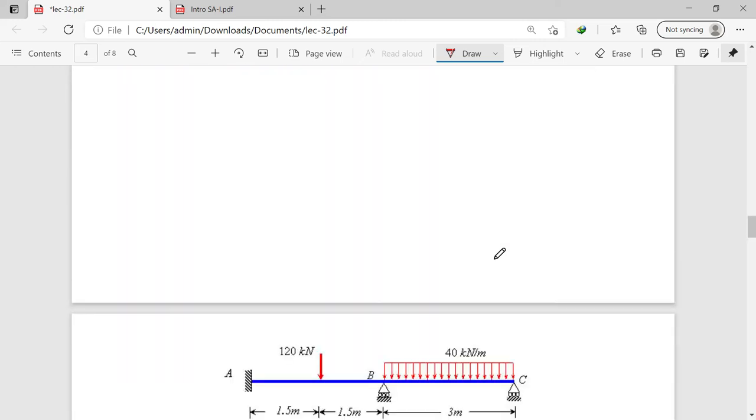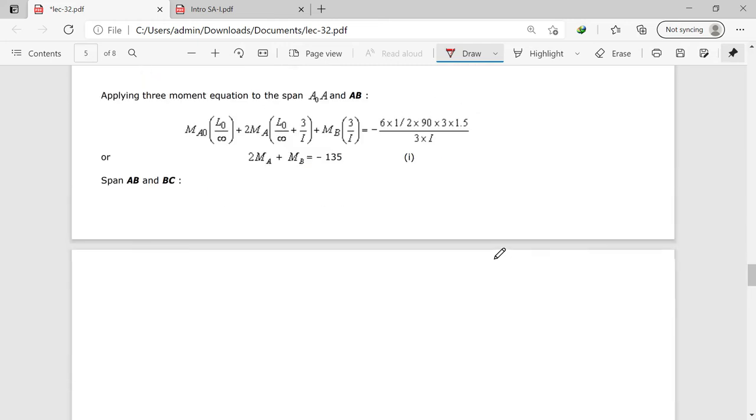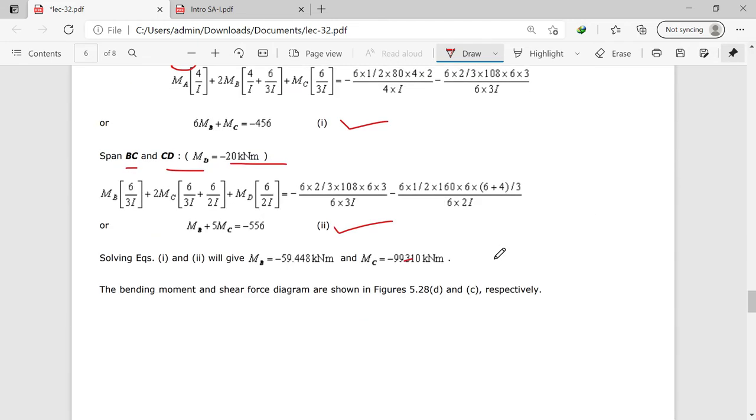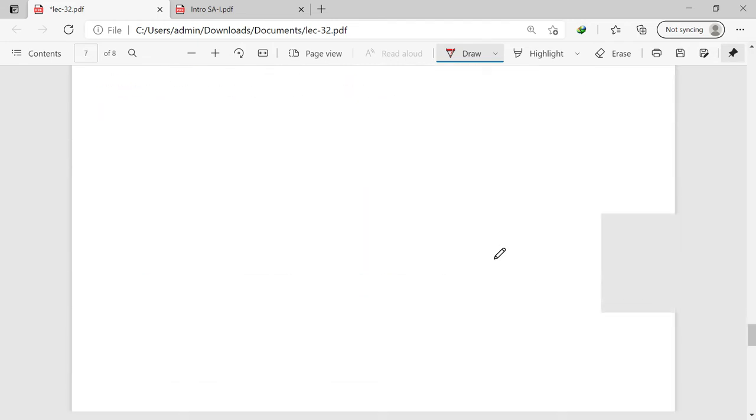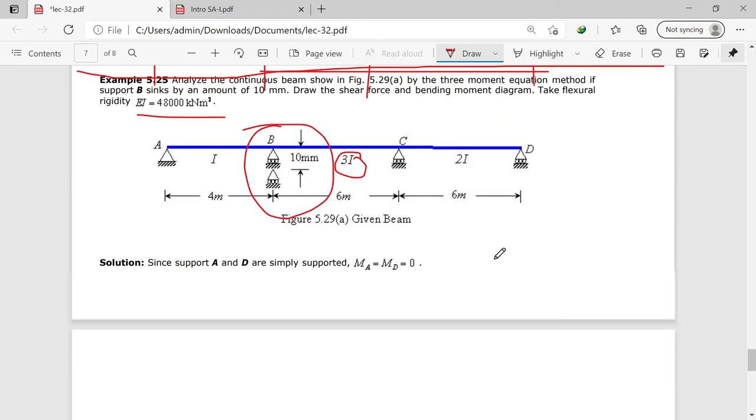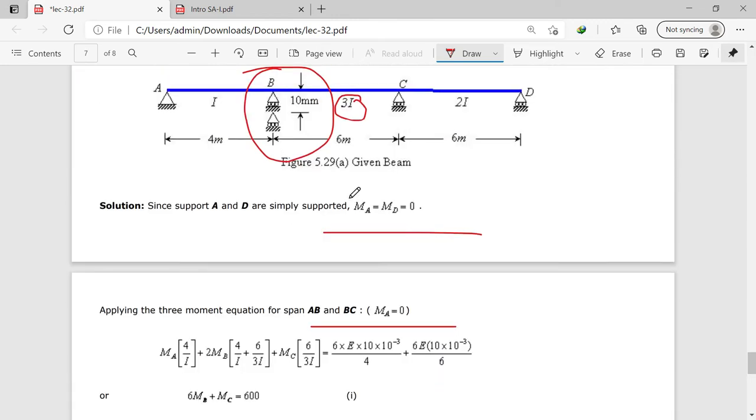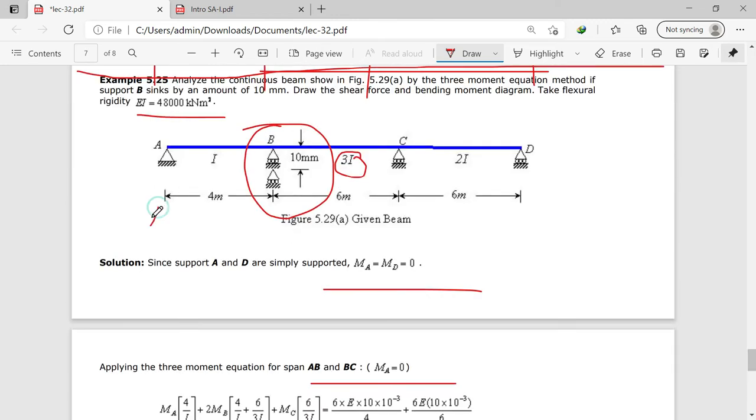Where is our diagram? Okay. So what we have here is delta 1 under A, this is delta 2, and this is delta 3. Now first of all, we have applied the three moment theorem for AB and BC. So delta 1 value is 0, delta 2 value is 10 mm, and delta 3 value is 0.